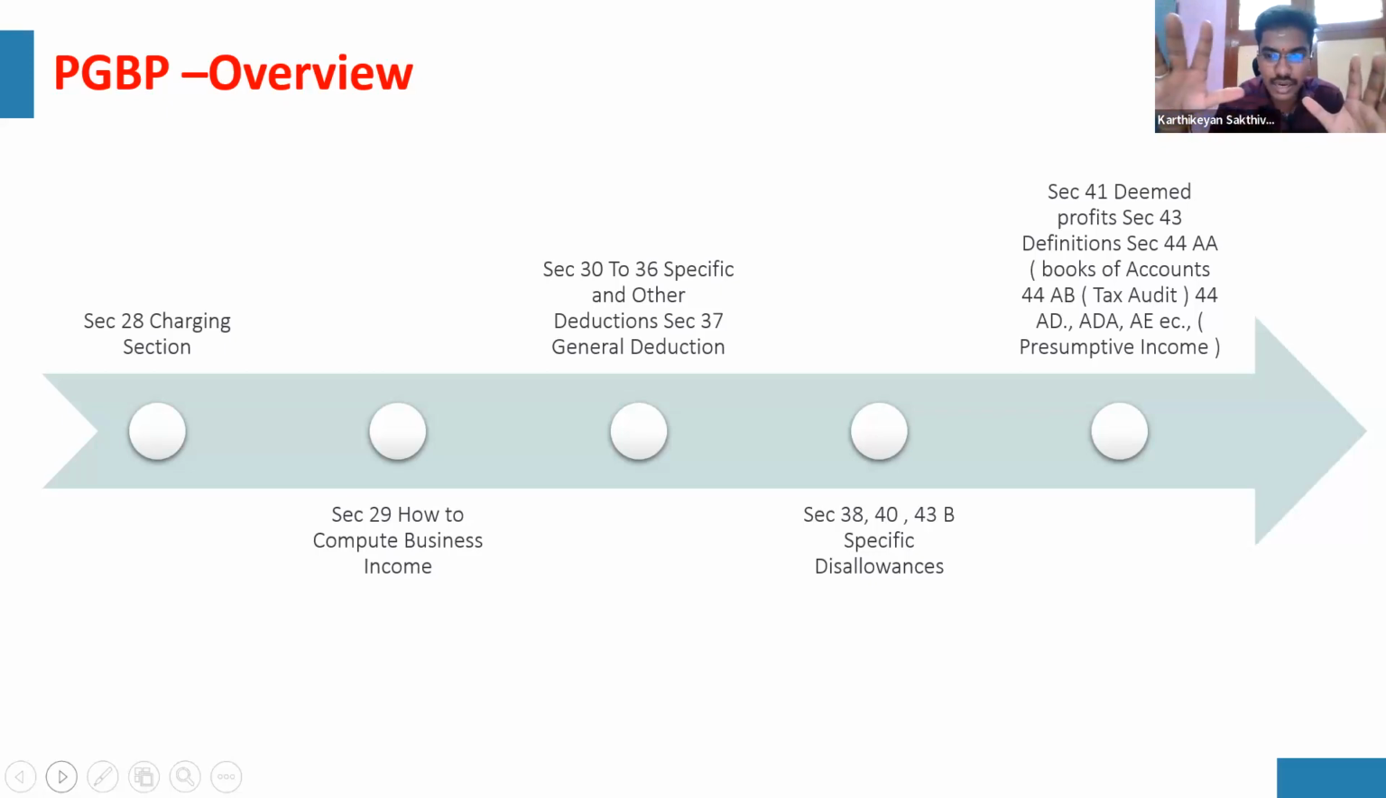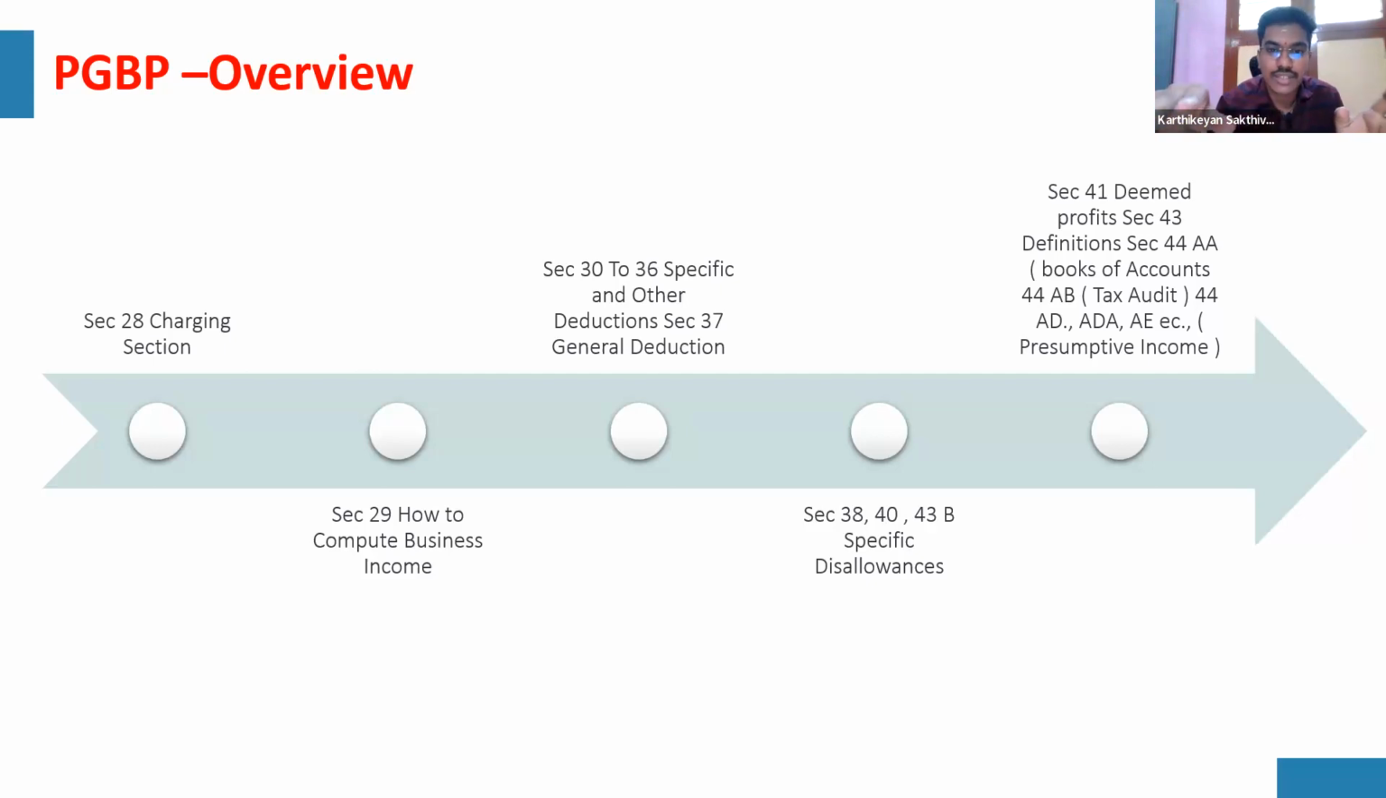Here the chapter looks like this. Section 28 is the charging section as usual. Section 29 is computation of PGBP. Sections 30 to 36 speak about specific deductions. Section 37 speaks about general deduction. Next, sections 38, 40 and 43B speak about specific disallowances. Section 41 speaks about deemed profits. Section 43 speaks about definitions. Sections 44AA, 44AB, 44AD, 44ADA, 44AE speak about tax audit and presumptive taxation. So your entire chapter can be put into maybe three buckets.